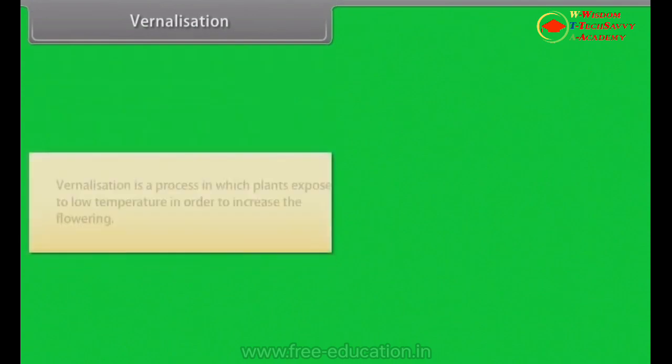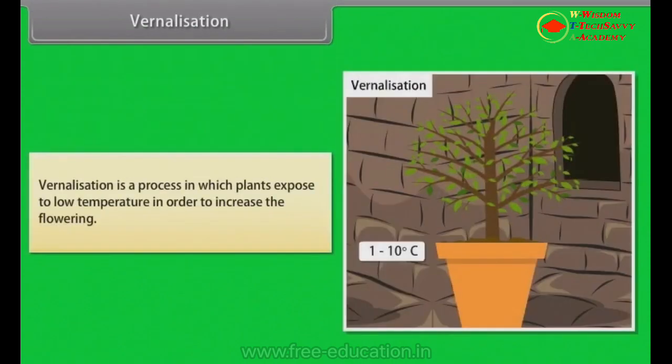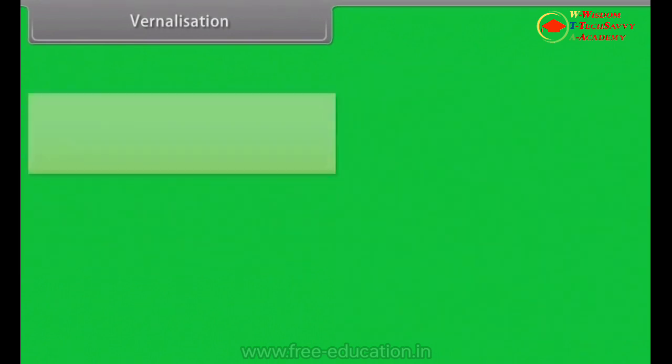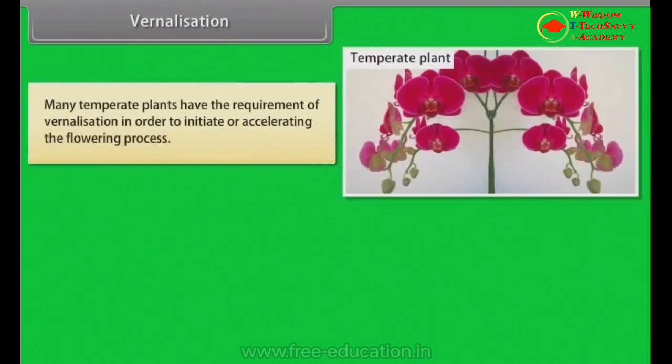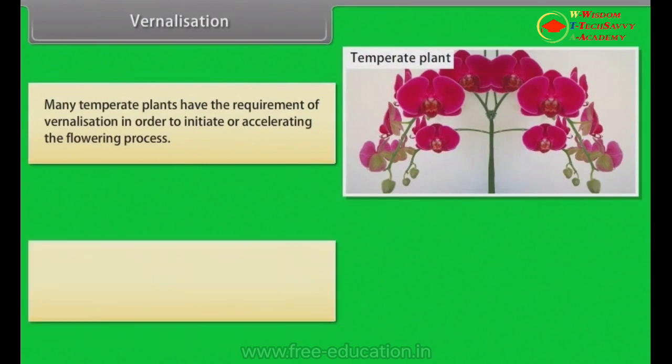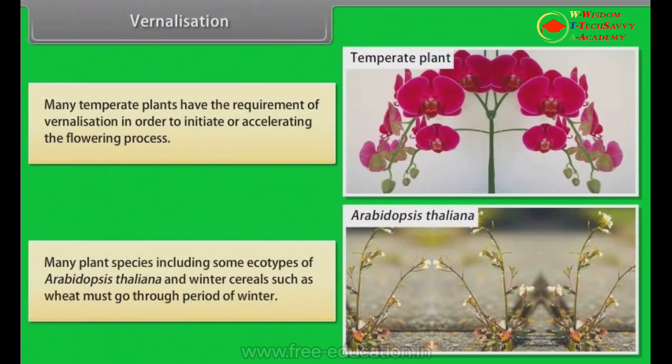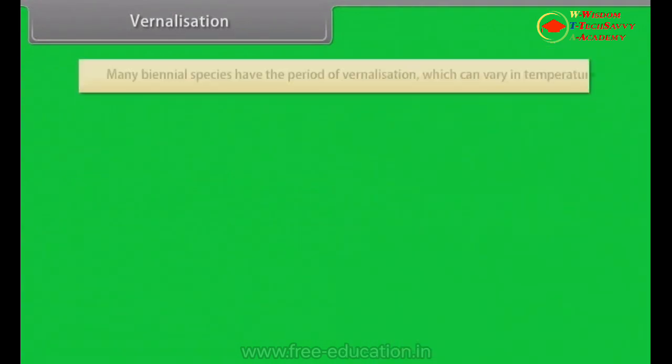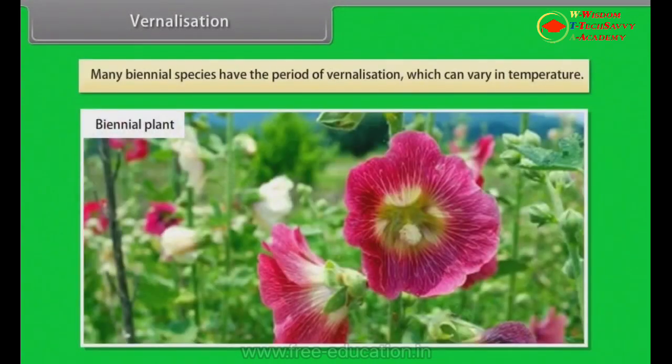Vernalization. Vernalization is a process in which plants are exposed to low temperature in order to increase flowering. Many temperate plants have the requirement of vernalization in order to initiate or accelerate the flowering process. Many plant species, including some ecotypes of Arabidopsis thaliana, and winter cereals such as wheat must go through a period of winter. Many biennial species have a period of vernalization which can vary in temperature.